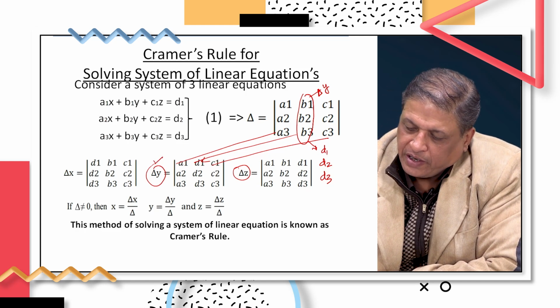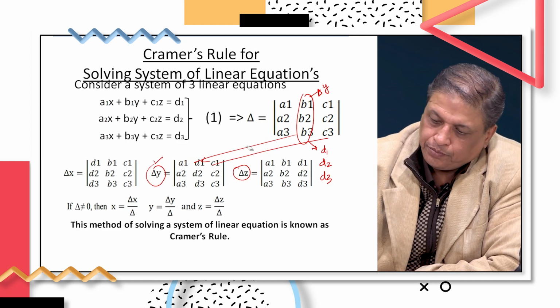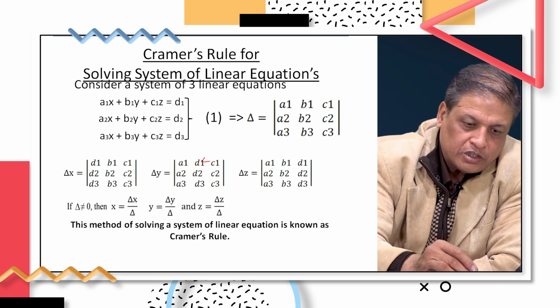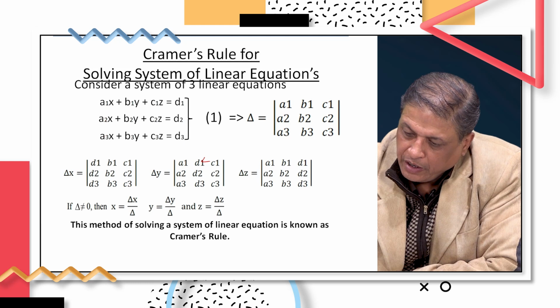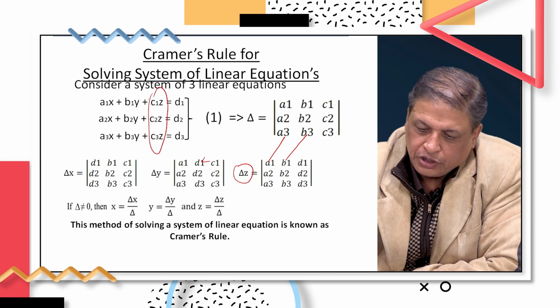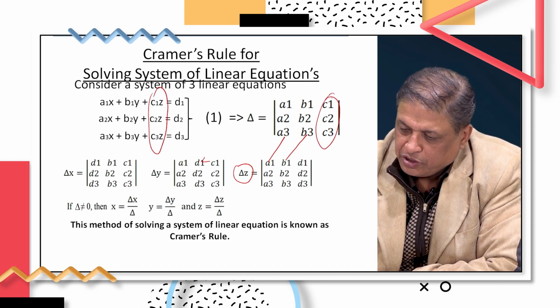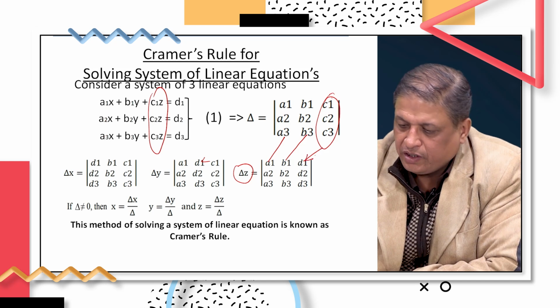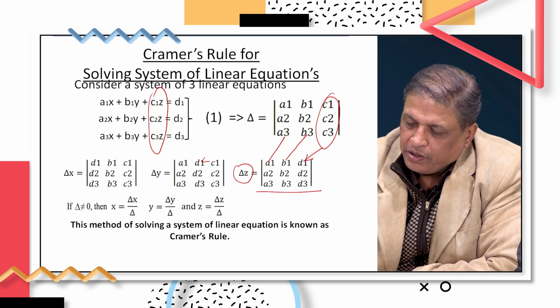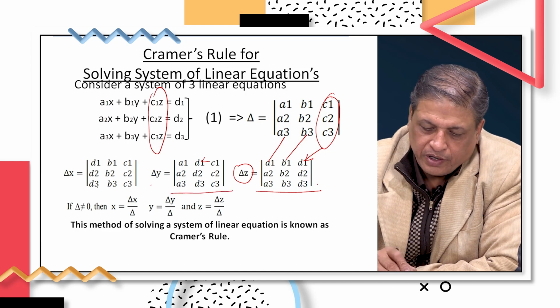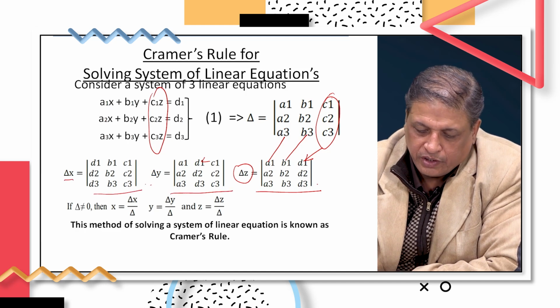Similarly, when we are going for delta z, what are we supposed to do? a1, a2, a3 will remain the same, b1, b2, b3 will remain the same, but the z values are happening at this position. So, these positions are to be replaced by d1, d2 and d3. So, delta z value will be equal to this value, delta y value will be equal to this value, delta x value will be equal to this value.